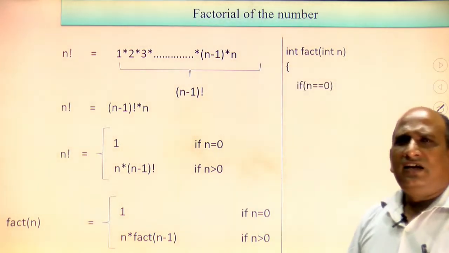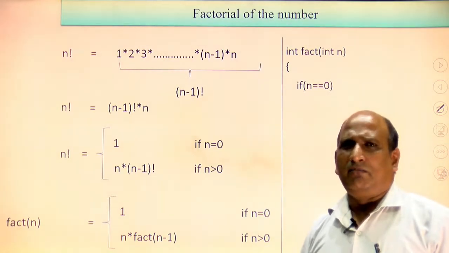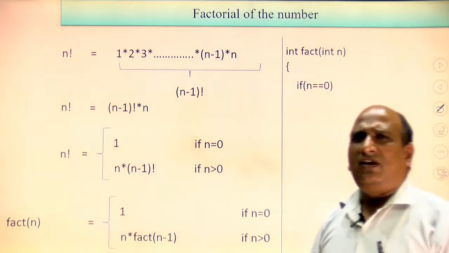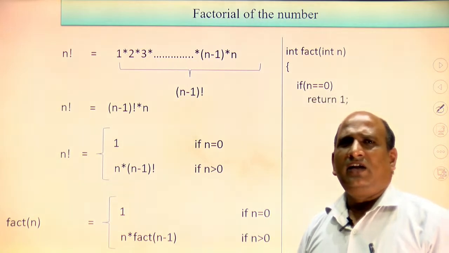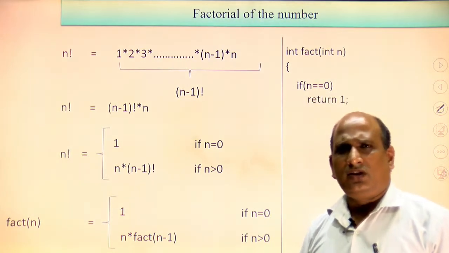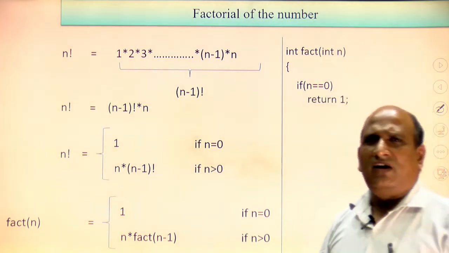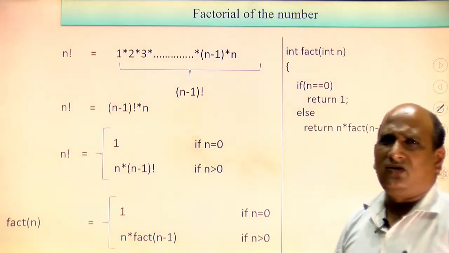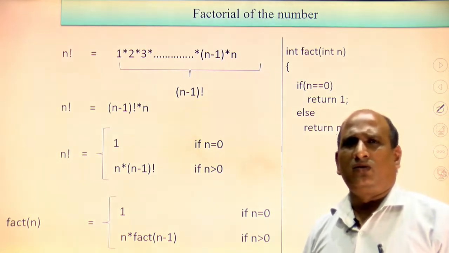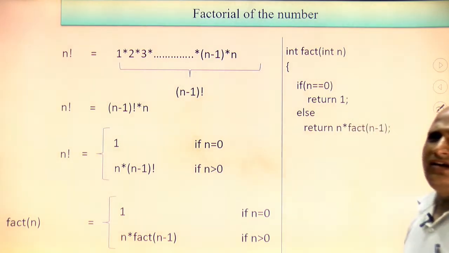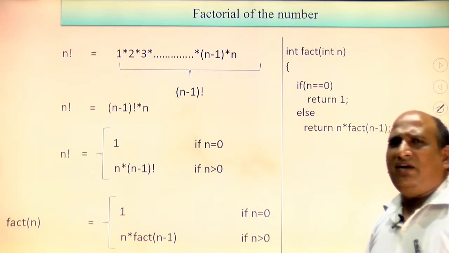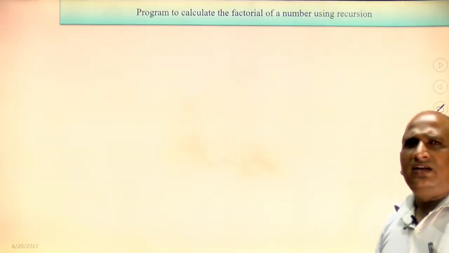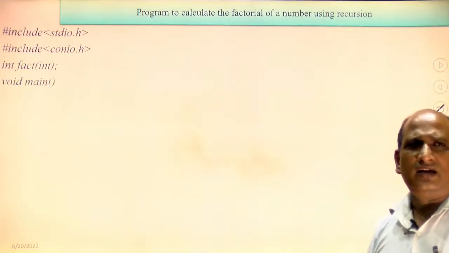In fact, we have passed the number n whose factorial we want to calculate. If the value of n equals 0, then it must return 1. Otherwise, if the value of n is greater than 0, it will automatically go to the else block and return n into fact(n minus 1). This is the logic.